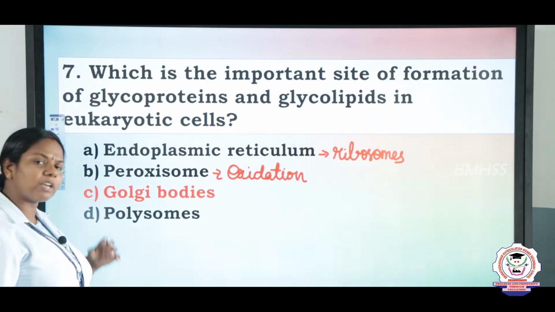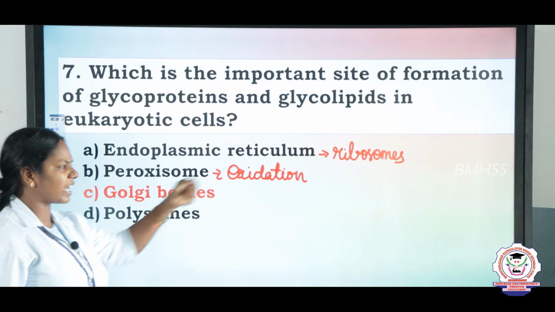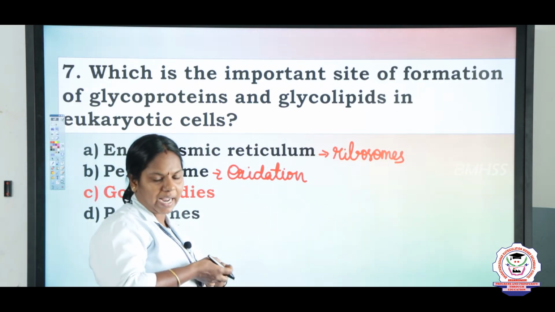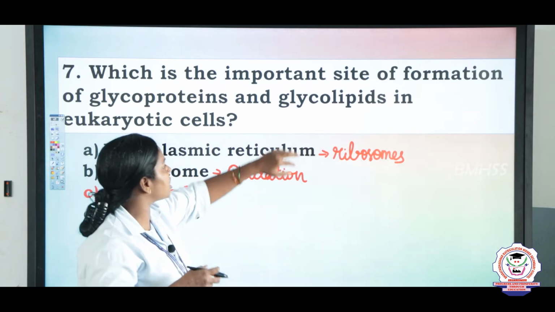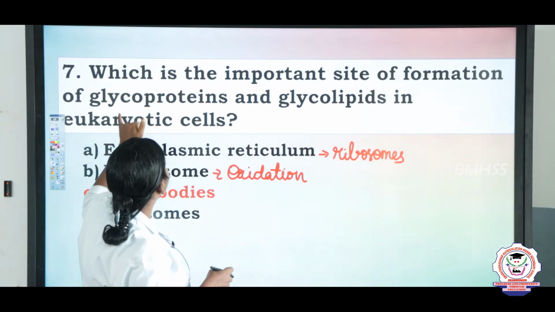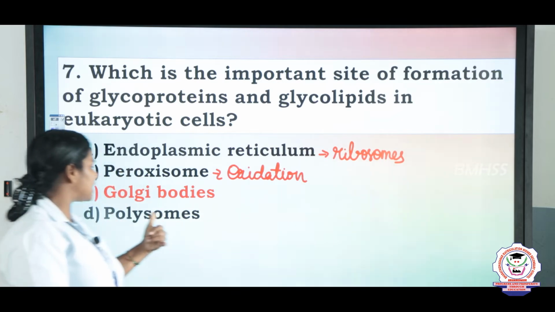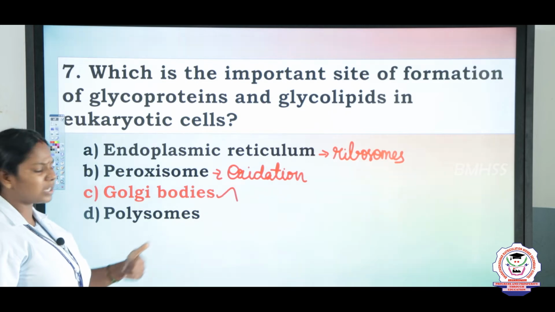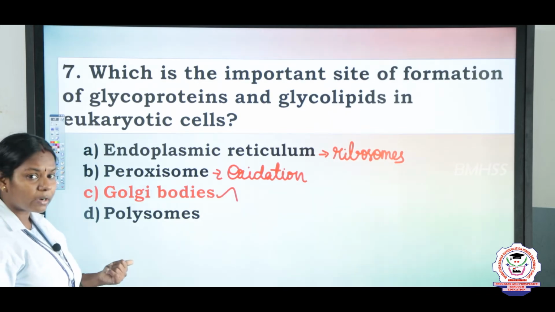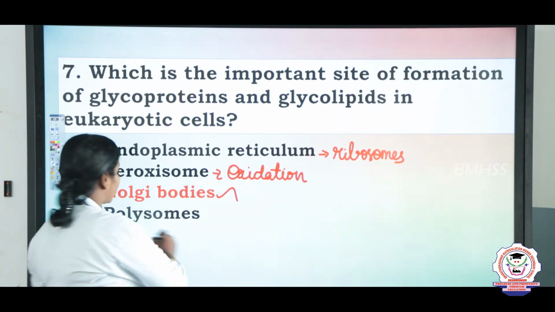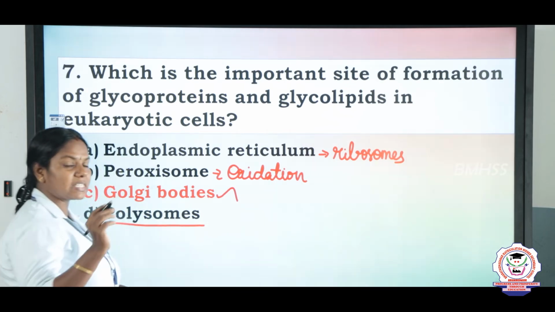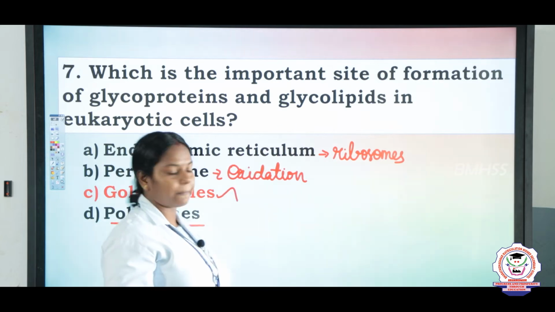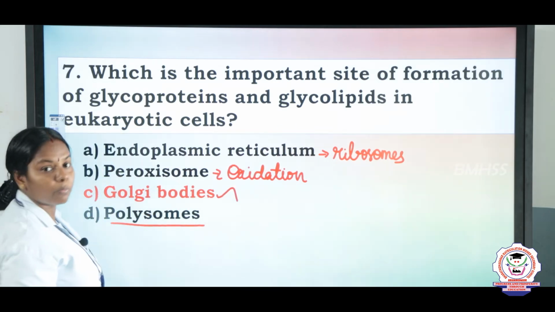Golgi bodies. Golgi bodies, what do they do? They receive the products from the endoplasmic reticulum and modify them, right? And they are responsible for the formation of glycolipids and glycoproteins. So the correct answer is Golgi bodies. And polysomes. Polysomes, they are involved in what? Yes, the group of ribosomes, we call it polysomes. So the correct answer, which is responsible for the formation of glycoproteins and glycolipids, is Golgi bodies.